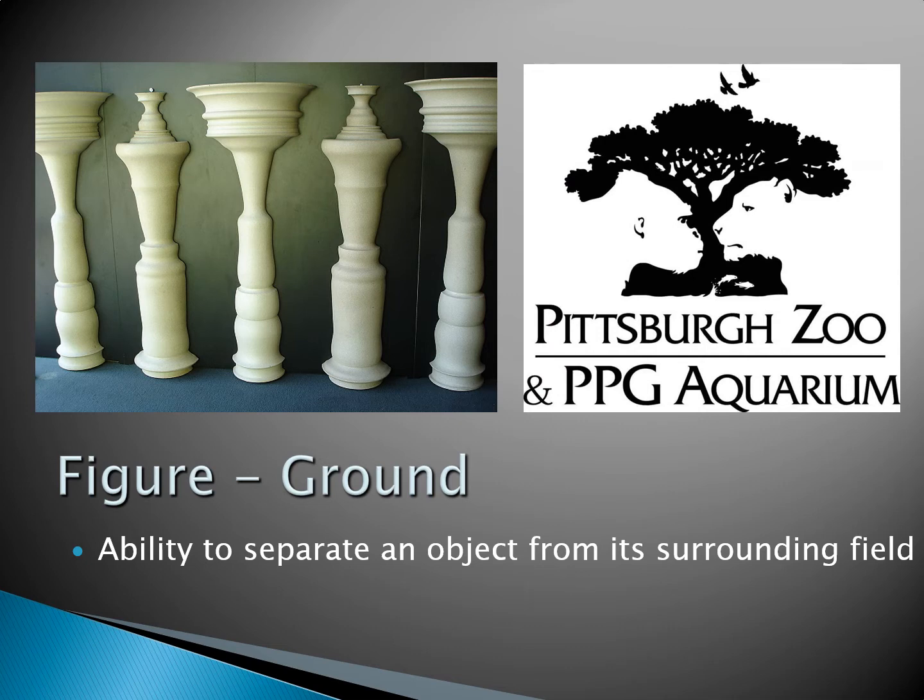Figure ground is the ability to separate an object from its surrounding field. So if you look at the picture on the left, what do you see there? Do you see chess pieces or do you see people? Most people say they see chess pieces. Sometimes it's hard to see people.